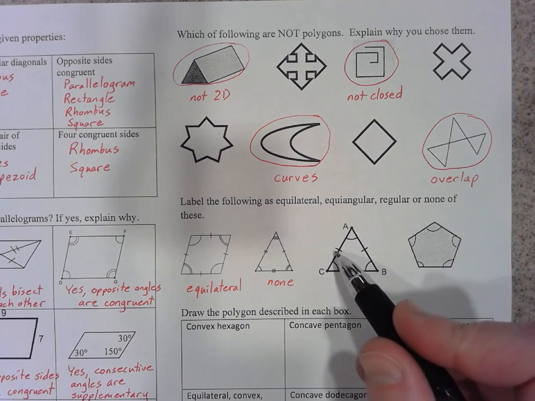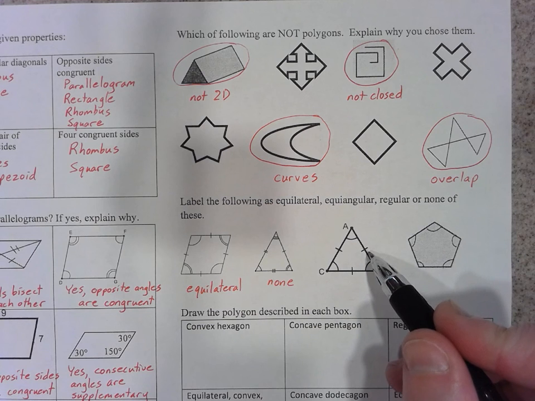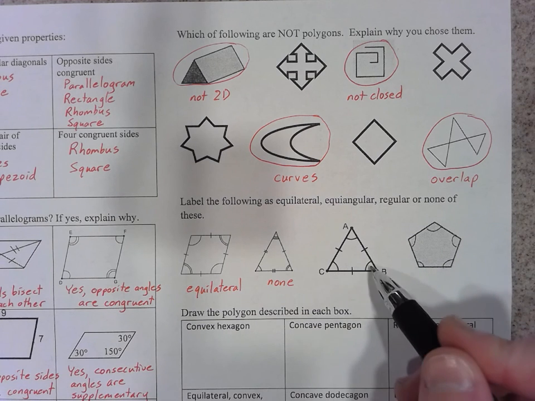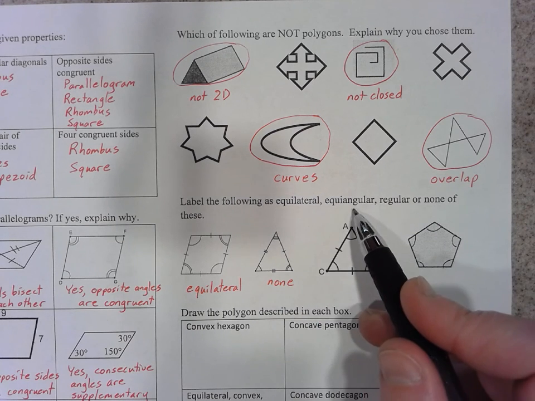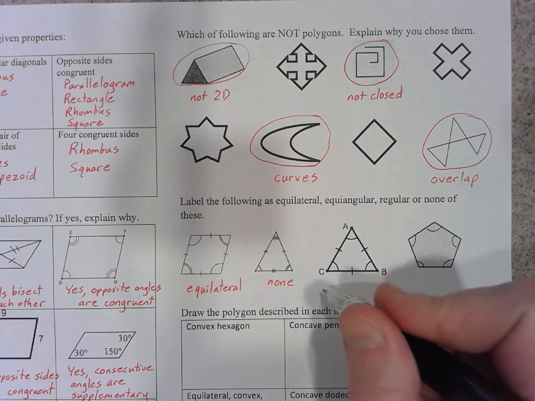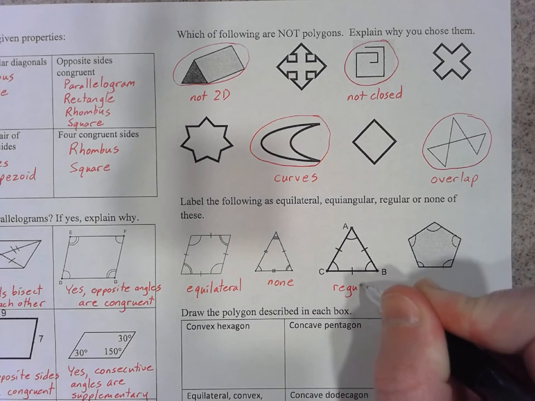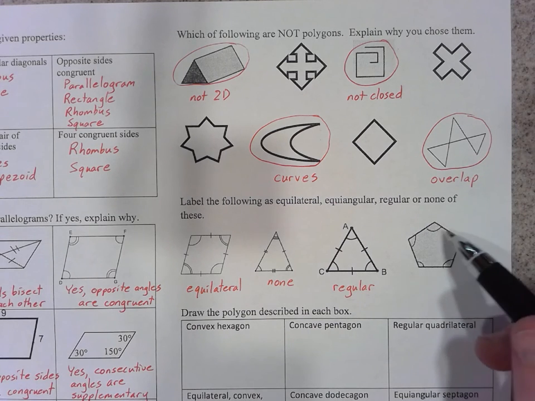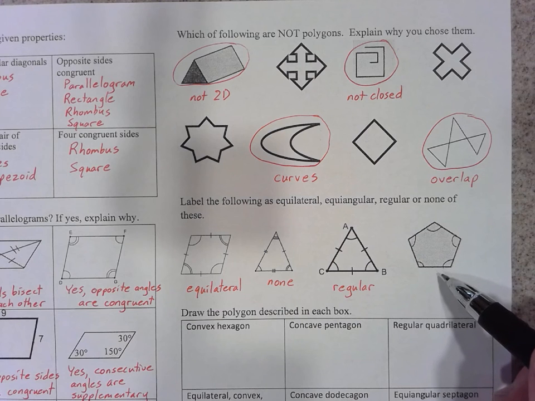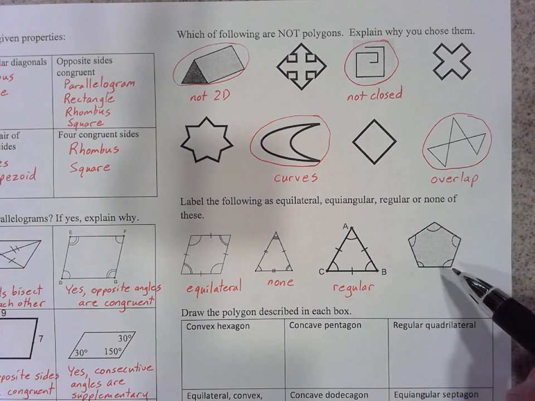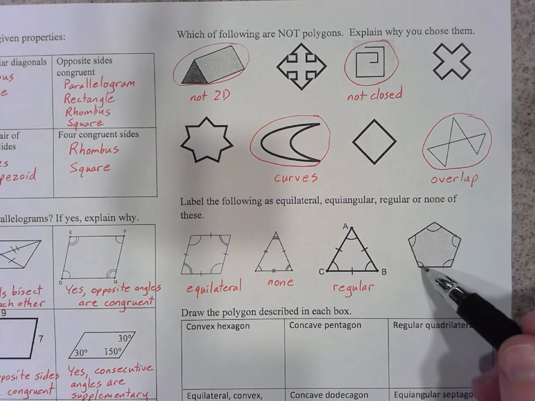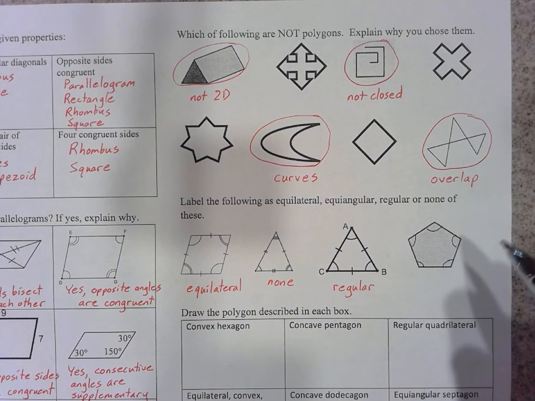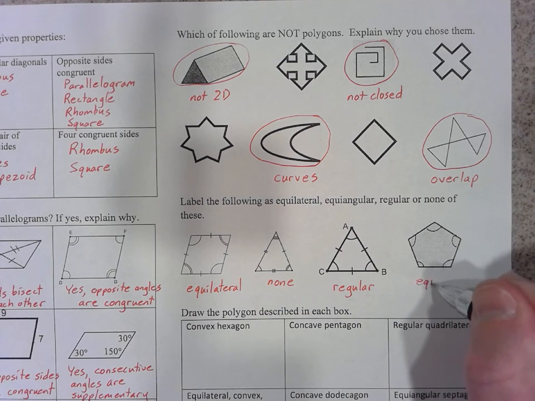Third one, all three sides are congruent, so it's equilateral. All three angles are congruent, so it's equiangular. And if something is both equilateral and equiangular, that makes it regular. And the last one, nothing is marked on the sides, so I don't know if it's equilateral. All five angles are marked congruent, therefore this one is equiangular.